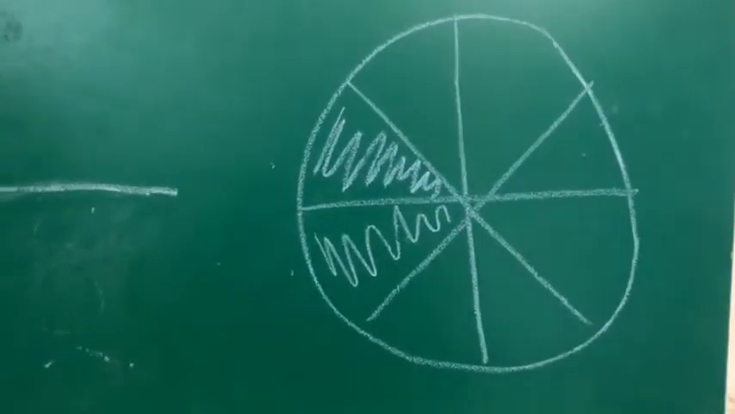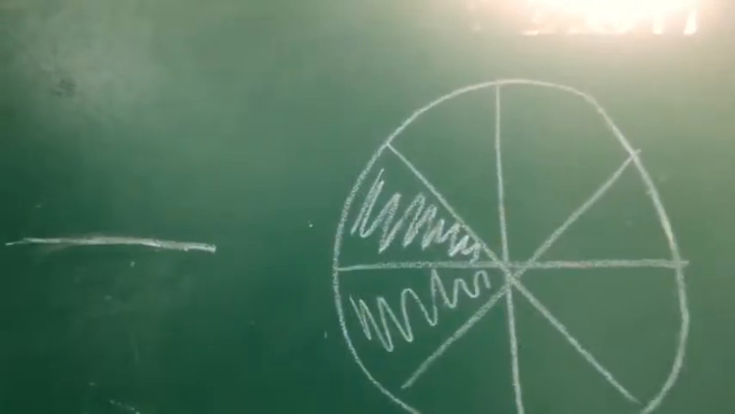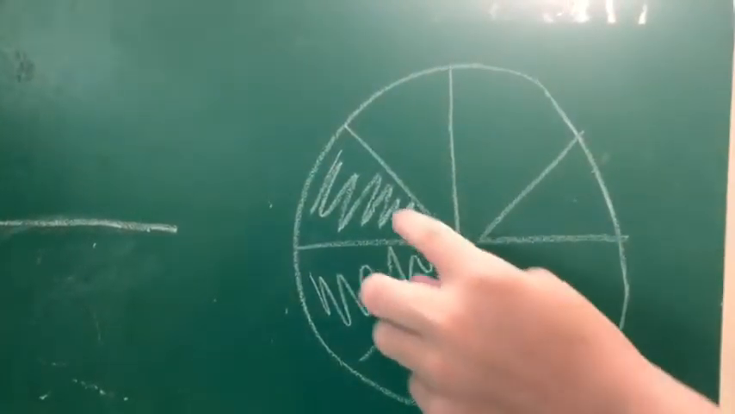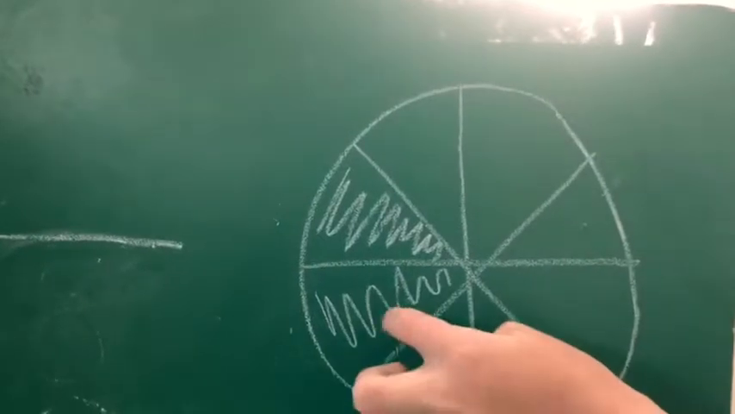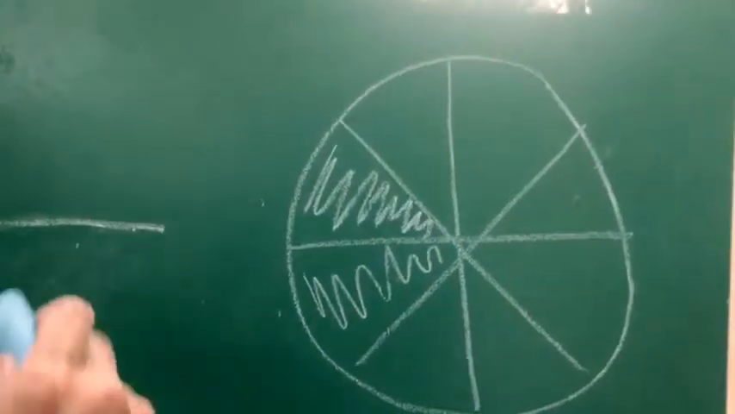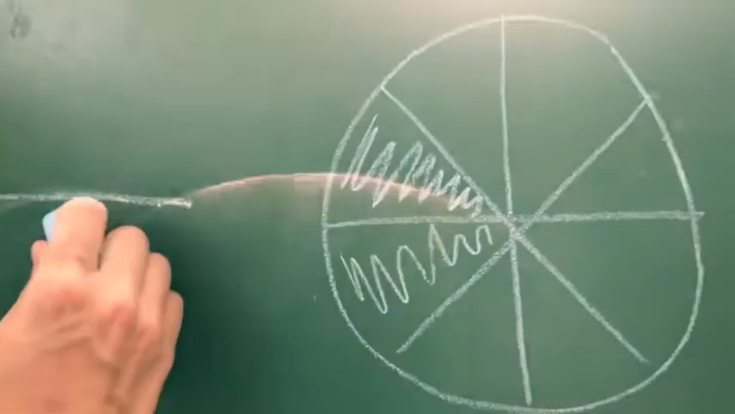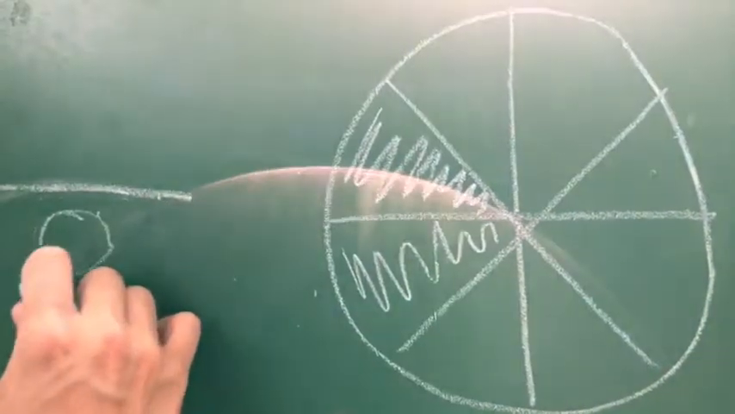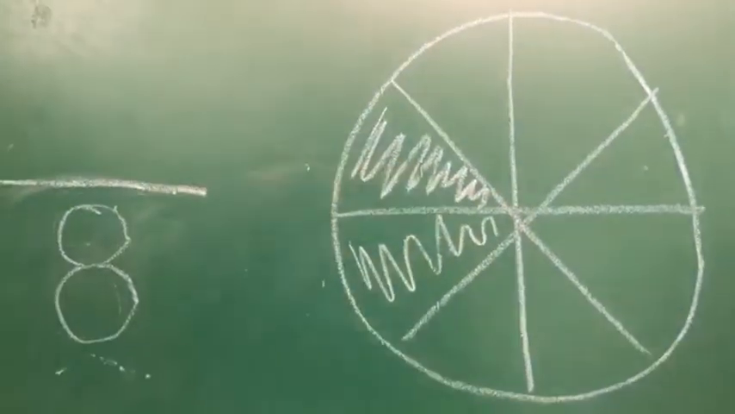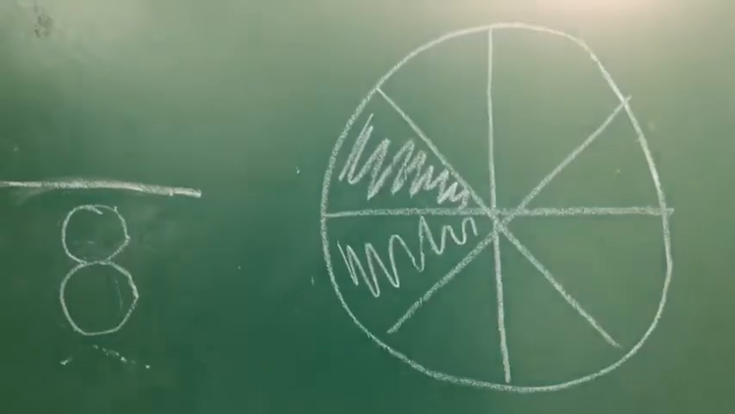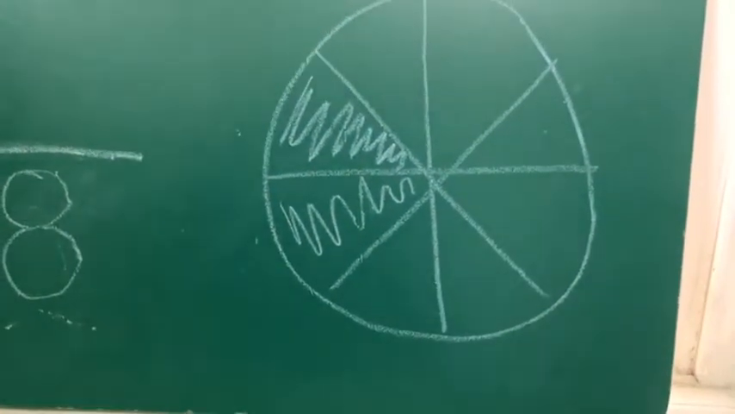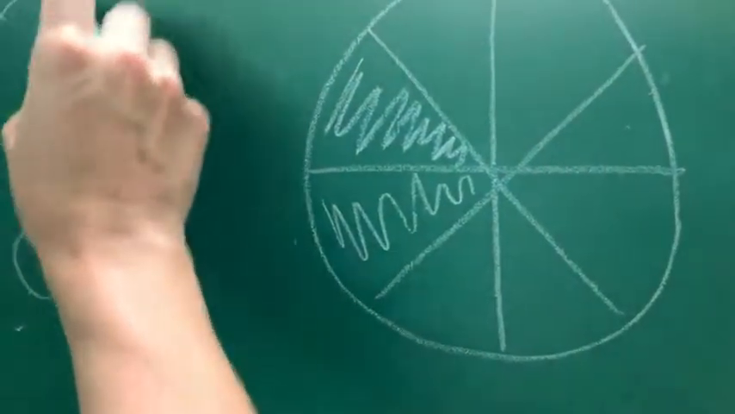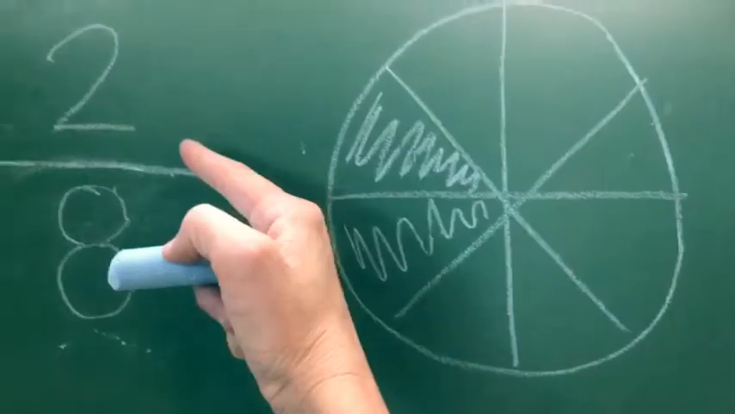Wiley, can you tell me how you're going to find your bottom number? Well, I'm going to count them. Okay. 1, 2, 3, 4, 5, 6, 7, 8. There are 8. What does 8 represent? The whole number. The whole number, the whole pie. How many pieces are missing? 2. And where do we put that? On the top of the line. Top of the line. And this says 2/8.